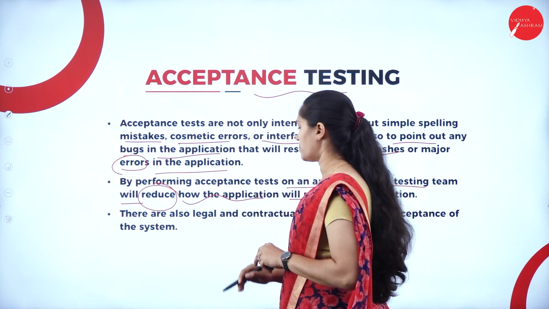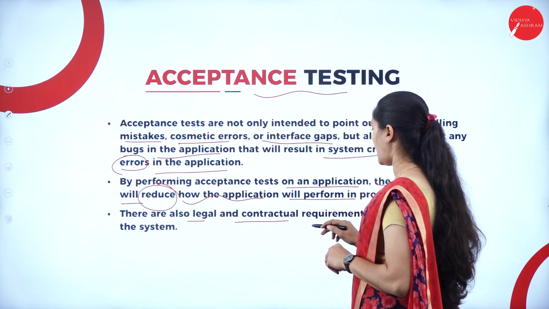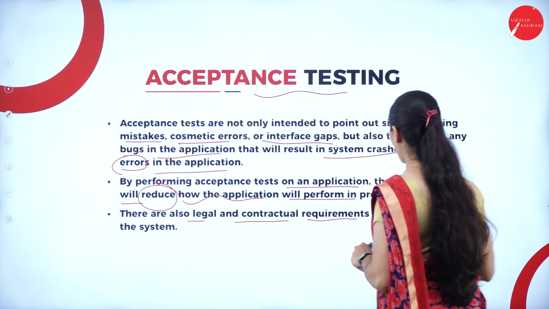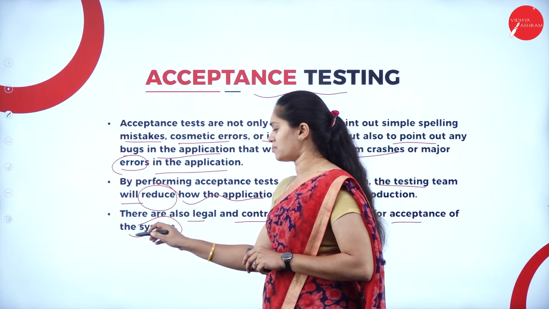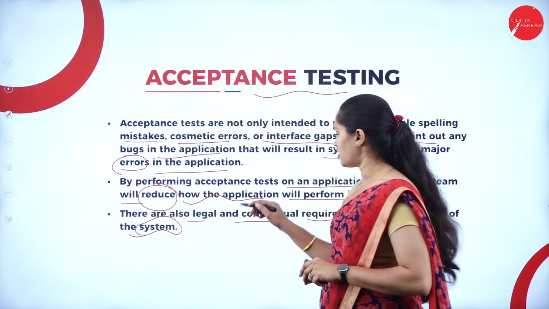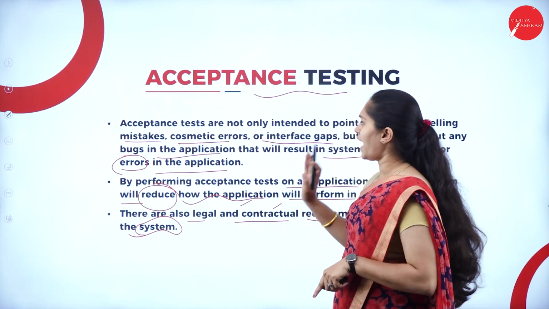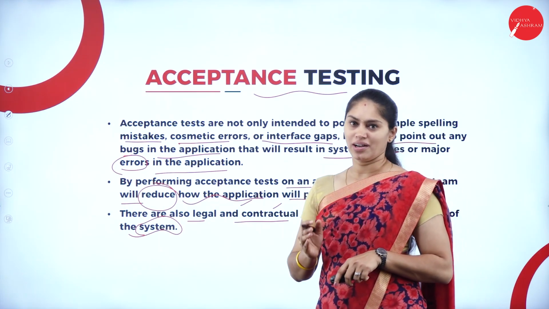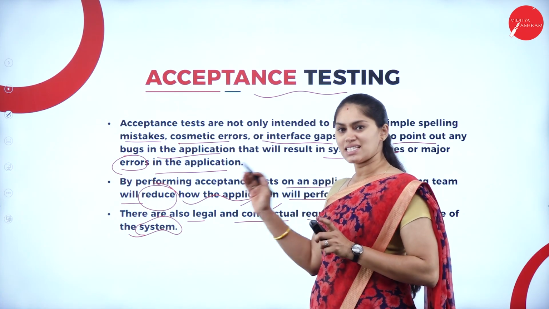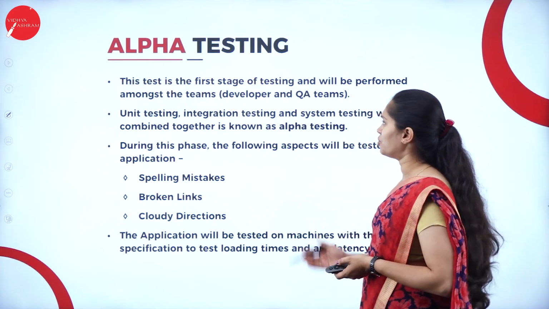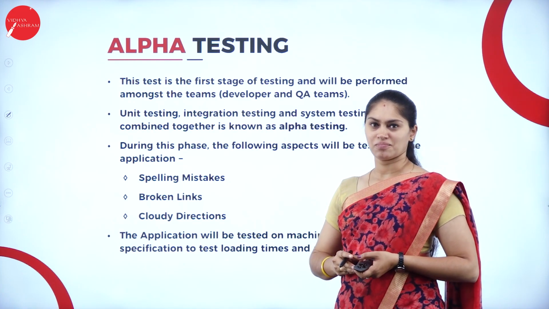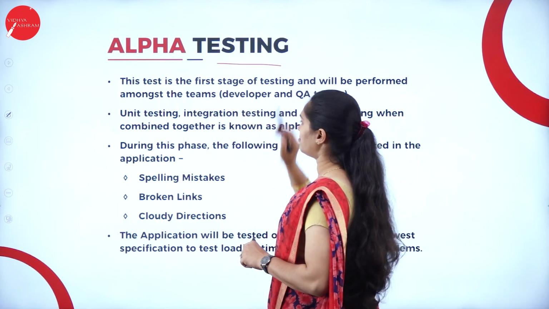That means the time taken for production of that product or project will be reduced. And also we have some legal and contractual requirements for acceptance of the system. Based on certain legal and contractual requirements, we have to accept a particular system or product. That is regarding acceptance testing. Next we'll see about alpha testing.